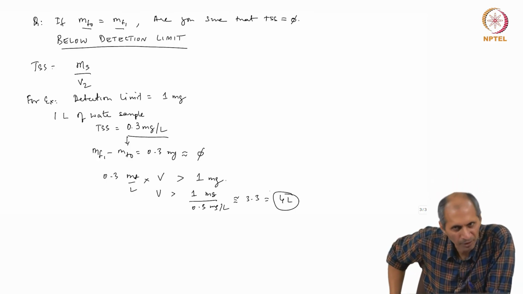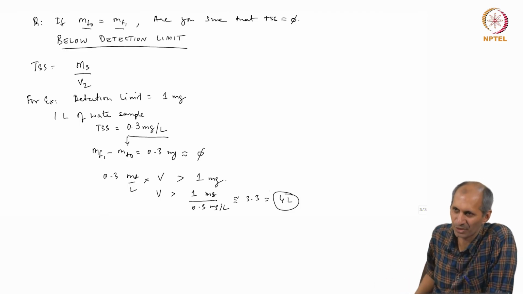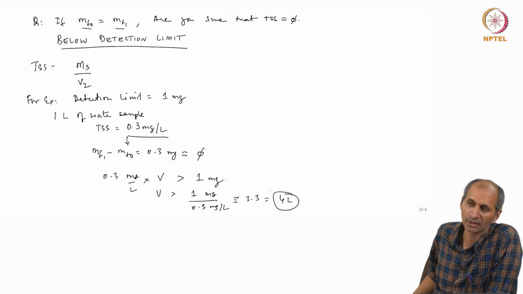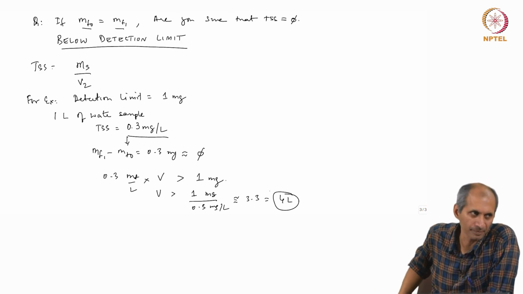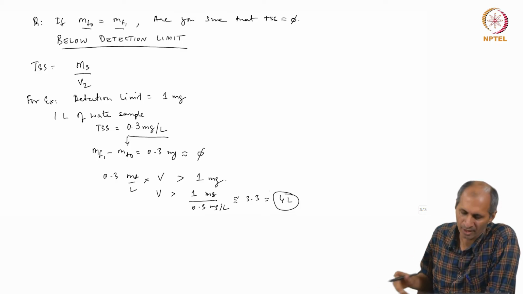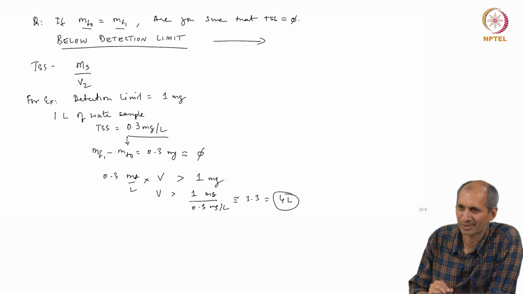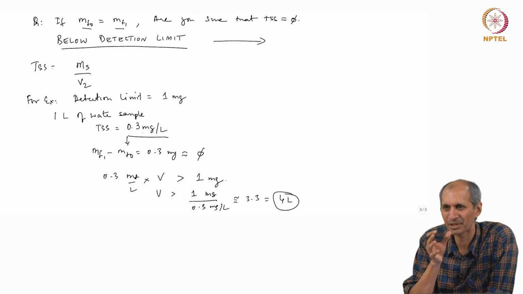So, the sample volume that you collect is related to the concentration that you expect to see in the sample and the detection limit of the instrument you have at your disposal. Is there another word for detection limit? Yeah? Detection limit, there is something called, this is detection limit.